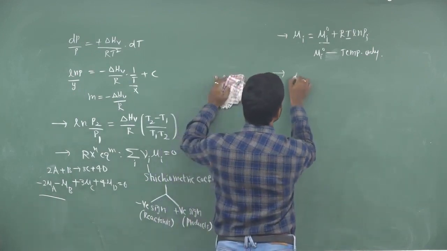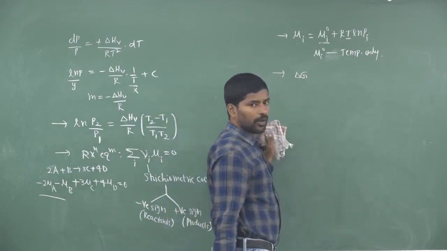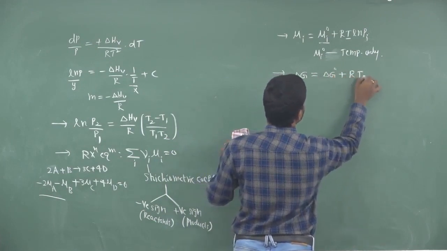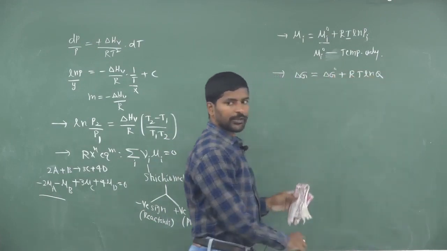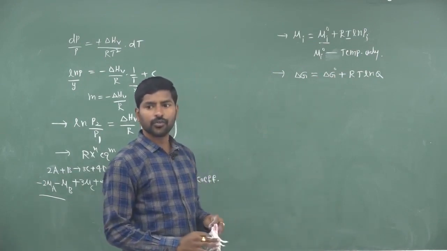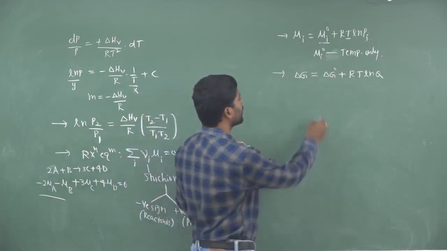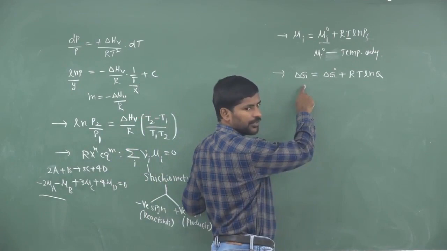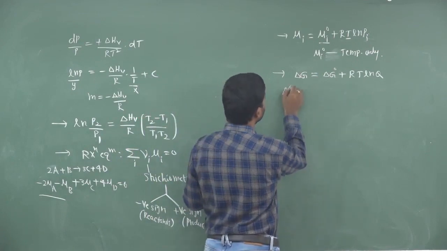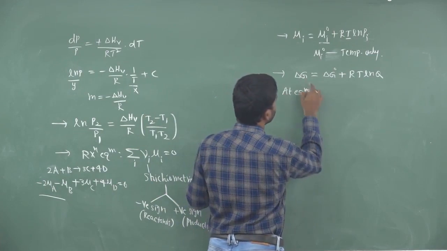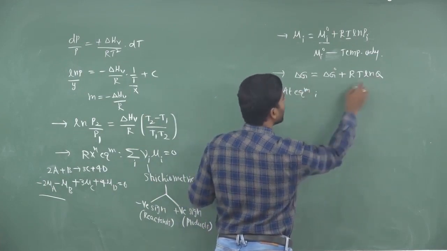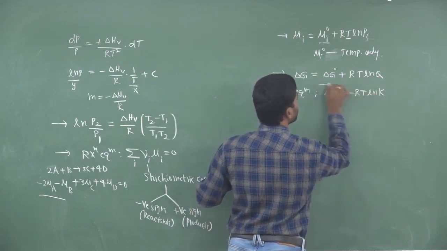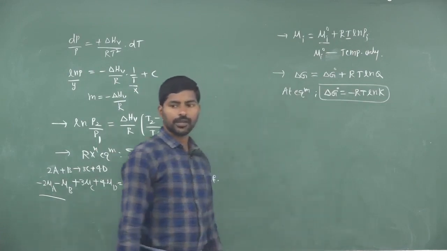Next, what is the relation between delta G naught and the equilibrium constant? For that, first of all, delta G is equal to delta G naught plus RT ln Q, where Q is called the reaction quotient. If you apply this to equilibrium, what is the condition for equilibrium? Delta G becomes equal to 0, and Q becomes equal to K, the equilibrium constant. So delta G naught is equal to minus RT ln K. This is the relation between delta G naught and the equilibrium constant.